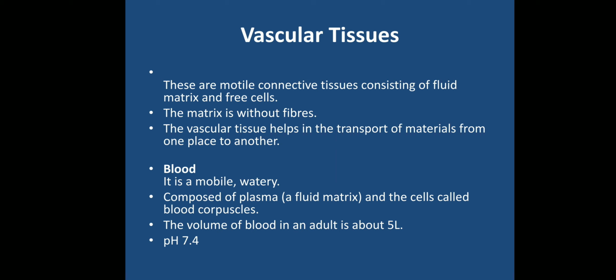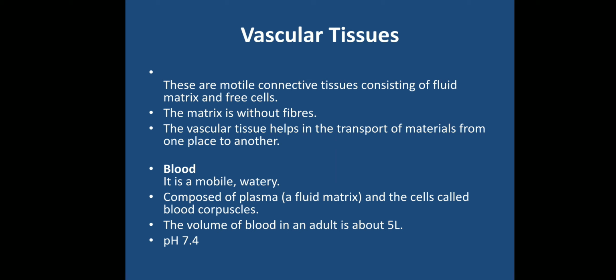The matrix is without fibers. We have seen that fibers were present in the different connective tissues, but over here no fibers are present, neither collagen nor elastin. Without any fibers, it flows from one place to another. The vascular tissue helps in the transport of material from one place to another. The main vascular tissue present in the body is the blood, and it is mobile and watery.